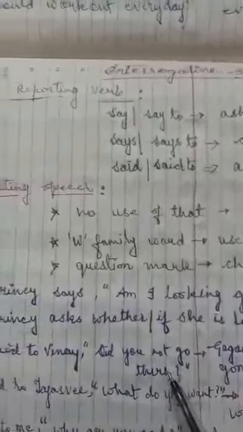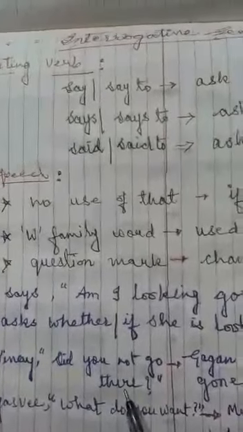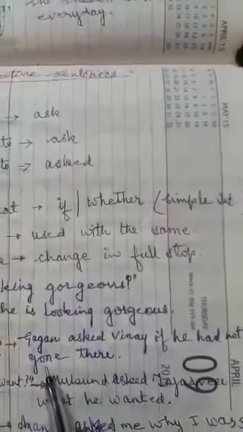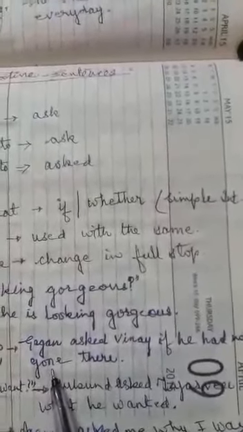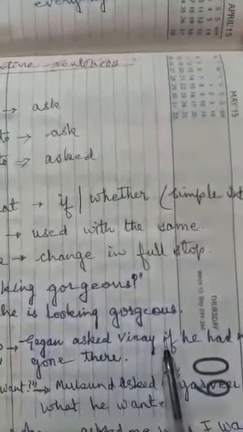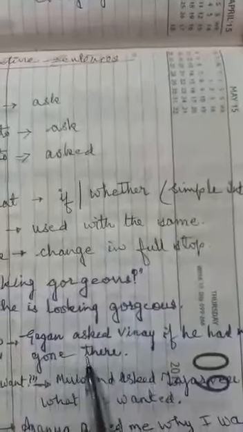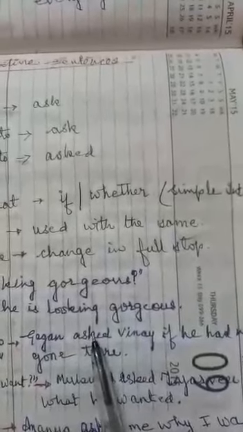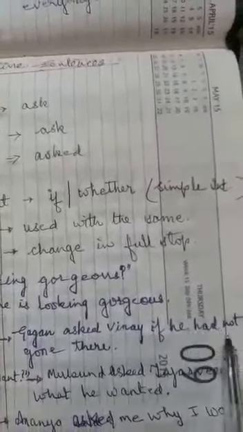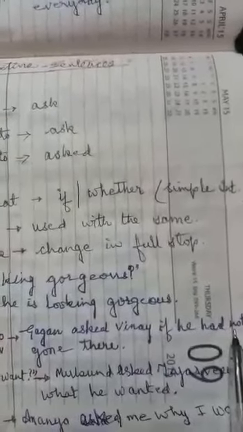Gagan asked Vinay, did you not go there? So Gagan asked Vinay if he had not gone there. Okay, children, here I use if. You can use whether also, whether he had not gone there. So it is in past tense. Reporting verb was in past tense. So here also we use the past tense according to the rules which I gave you in the previous video.